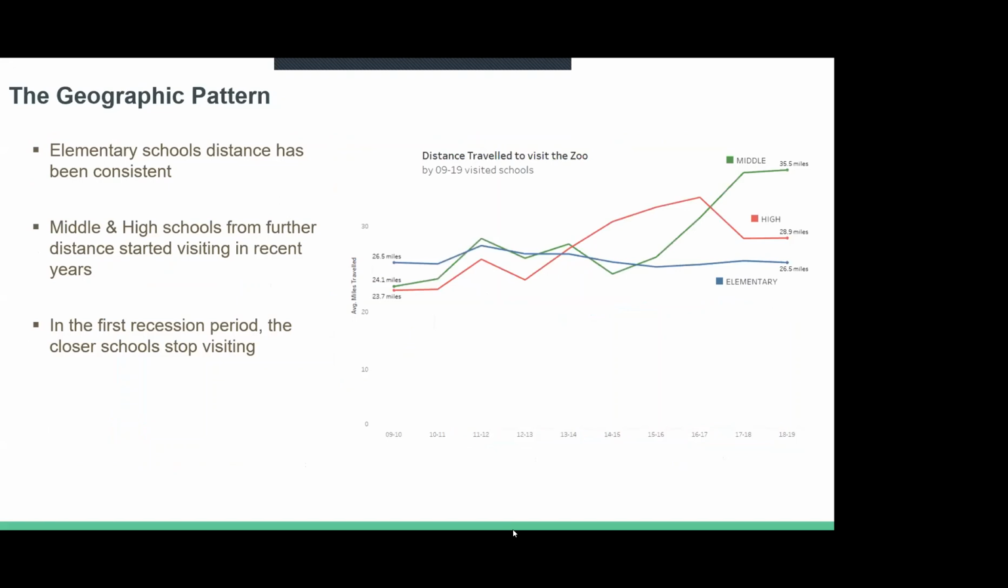We also did geocoding of all the schools' addresses so that we can discover their geographic pattern. The line chart on the right shows the average distance to the zoo of the elementary, middle, and high schools that visited in the 10 years. So in general, middle and high schools are located a little further than elementary. Especially in recent years, the visits from further middle and high schools have increased, and the elementary schools haven't changed too much.